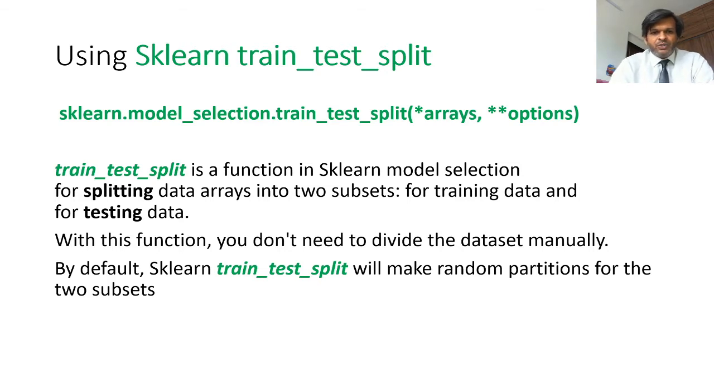I'll read through the slide as well. Train test split is a function in sklearn model selection for splitting data arrays into two subsets, for training data and for testing data. With this function, you don't need to divide the data set manually. By default, sklearn will make random partitions for the two subsets. So it helps us do a random distribution and random division of our data set.